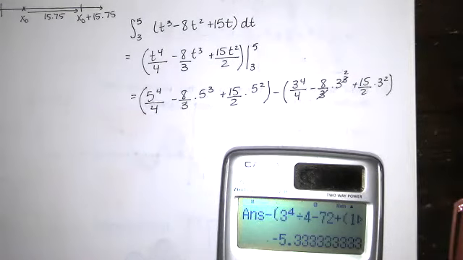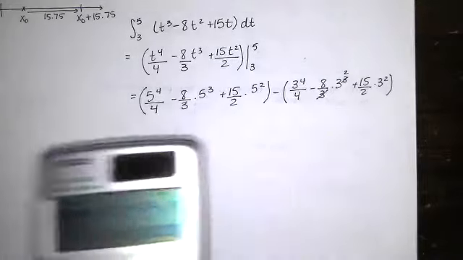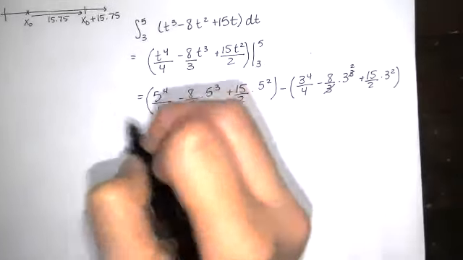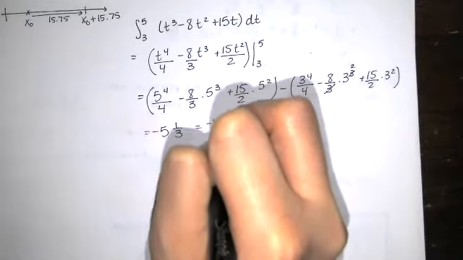a negative, it looks like negative 5 1/3. It's not giving us the exact answer, but I think we can all see that that's negative 5 1/3, or negative 16/3.